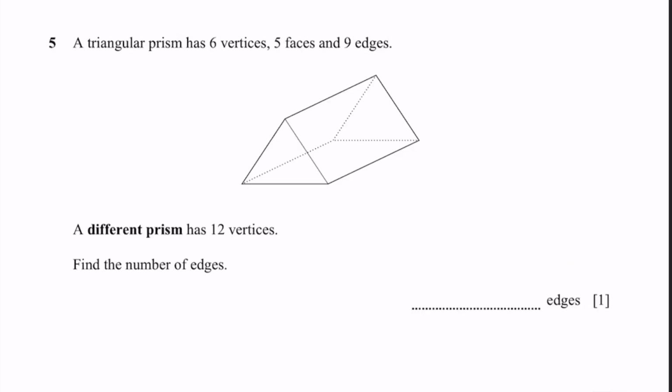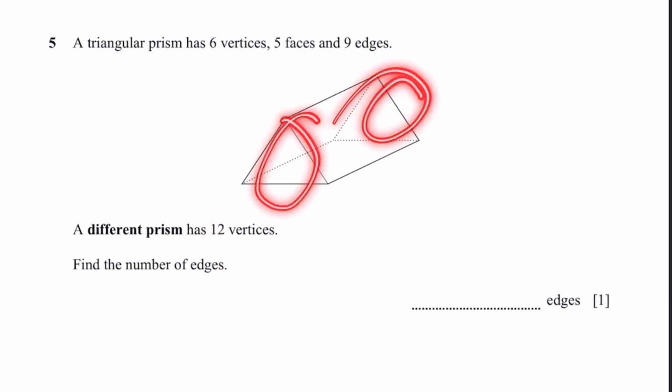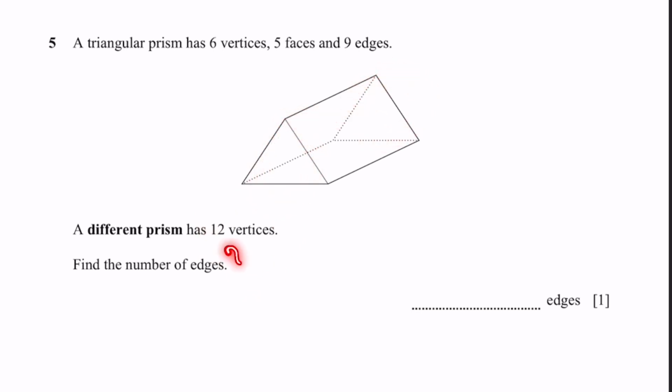A triangular prism has 6 vertices, 5 faces, and 9 edges. A different prism has 12 vertices. Find the number of edges. One thing we need to see is that a different prism has 12 vertices. A triangular prism has 6 vertices because there are 2 triangles here, like this, and each of them has 3 vertices. Now, for 12 vertices, that means we need to have 2 shapes, the front and back, which have 12 divided by 2, that's 6 vertices each.